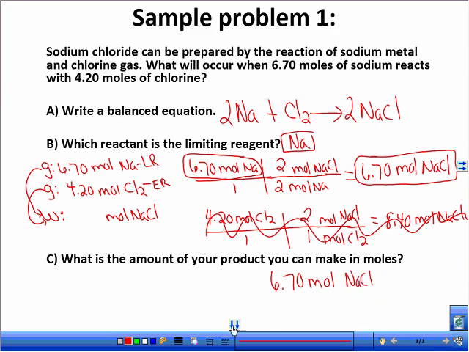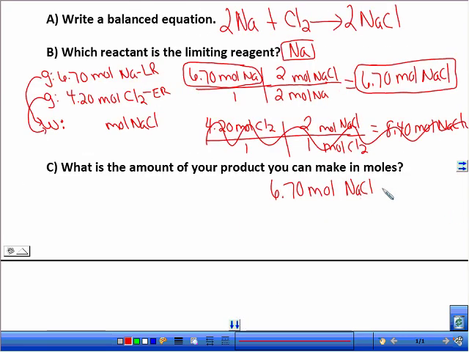Now, it has confused a lot of students because on the homework, I also then asked for grams. This is not an additional stoichiometry problem. Rather, you just take this answer and convert it to grams. And you should know how to convert moles to grams. That's not stoichiometry, that's just converting.